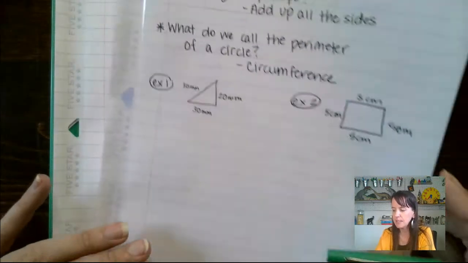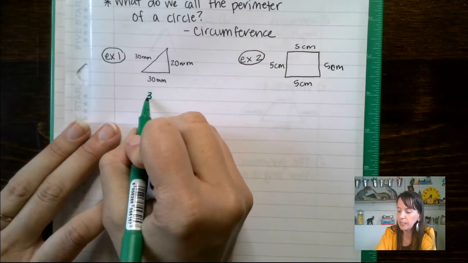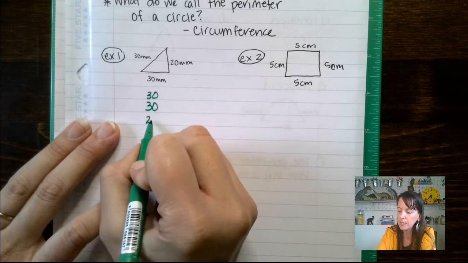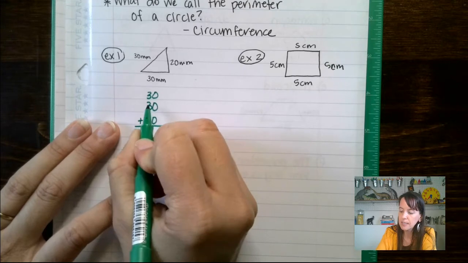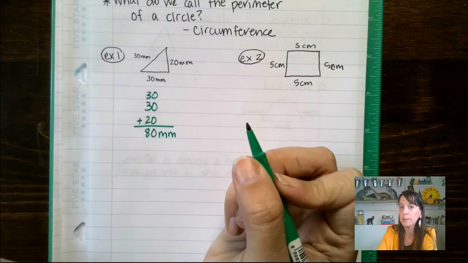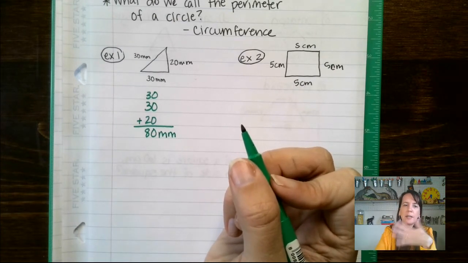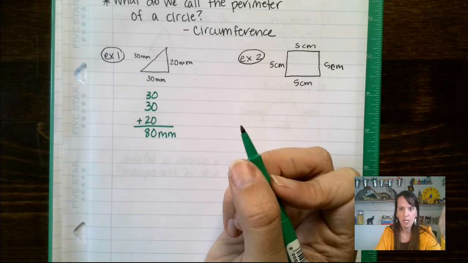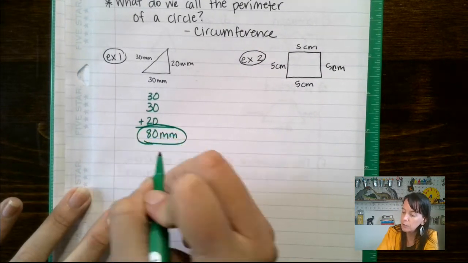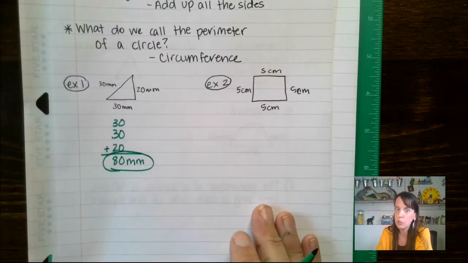All right, let's jump into these examples. So again, perimeter, add up all the sides. We're going to take 30 millimeters right here, plus 30 more millimeters, plus 20 millimeters. That's going to give us 80 millimeters. Now, when you are dealing with geometry or units like feet, yards, miles, centimeters, millimeters, kilometers, whatever, you have to use your units in your answer. If I was your teacher and you did not put a unit on it and it needed a unit, I would mark it wrong. So make sure to use your units.